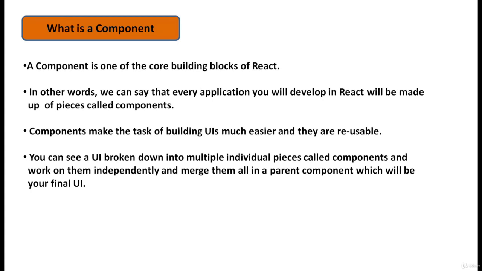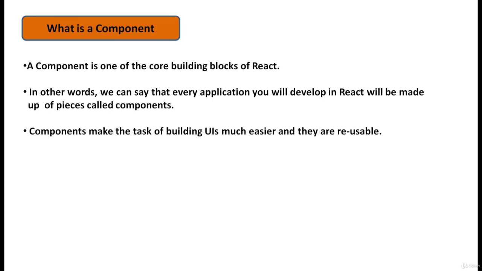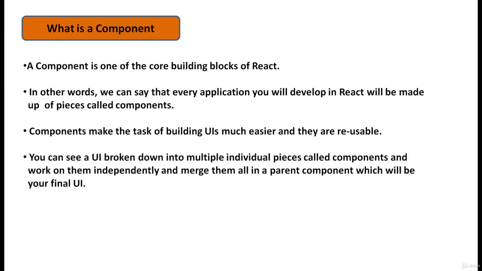In the last lecture I said whenever you create any new React application, we will get one default component called the app.js component. That is the parent component. Here you can see the UI broken down into multiple individual pieces called components. These are the child components, and we will merge all the child components into one parent component called the app.js component, and that will be our final UI.